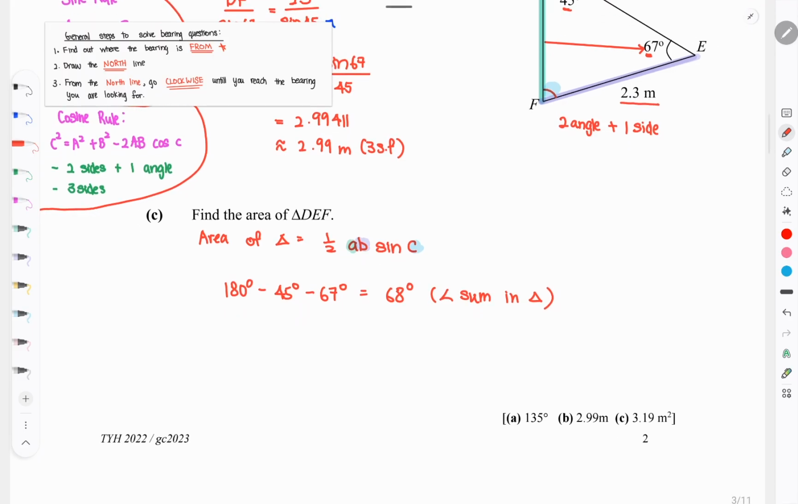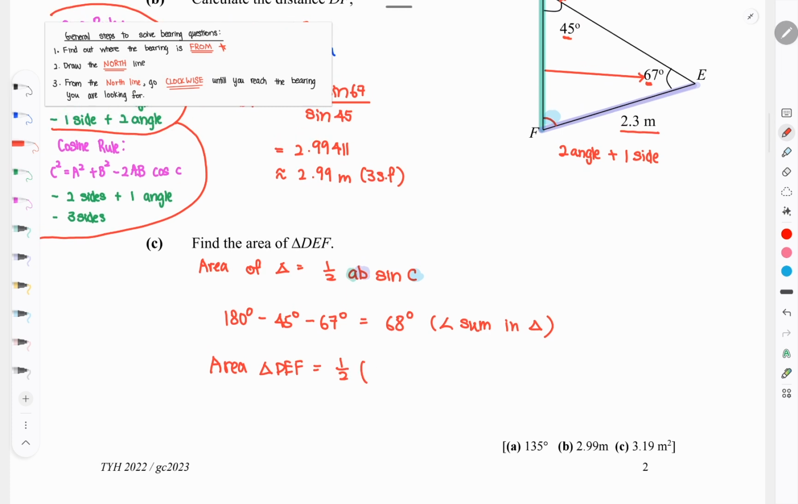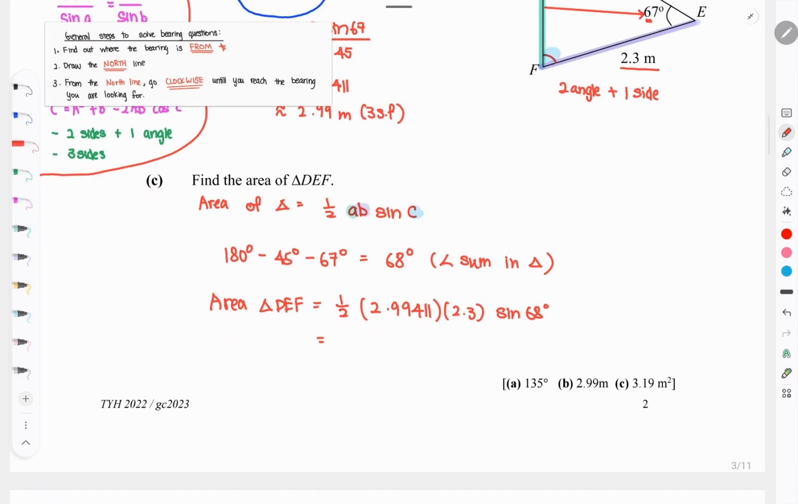Okay, so now I have AB sine C. I can just find my area of triangle DEF. I substitute in half A. Here B will be my answer from the previous part, 2.99411. Use the exact value. Okay, B will be 2.3, followed by sine 68 degrees. Okay, I type this into the calculator.